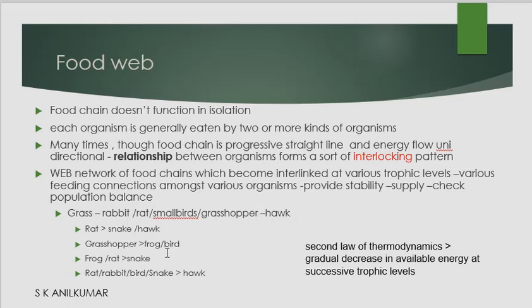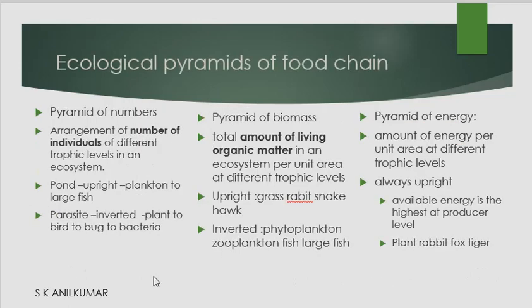The grasshopper is eaten by the frog. Whatever energy the grasshopper got from the grass, the same energy it does not transfer to the frog. It transfers lesser energy. And when the frog is eaten by the snake, it transfers still lesser energy. When the snake is eaten by the fox or tiger, it transfers still lesser energy. So there is a gradual decrease in the available energy at each successive trophic level. So these levels of energy are represented in the form of pyramids, the ecological pyramid.